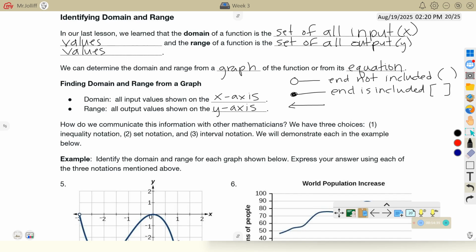It is possible you will have a mix. One side is empty, one side is filled in, one side will be round, one side will be square. You can have a combination of both.